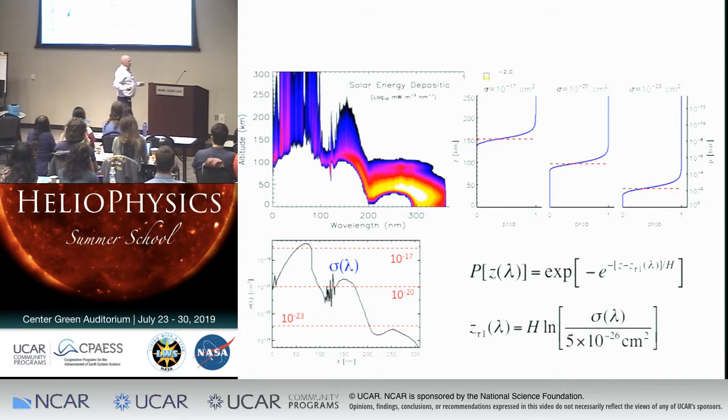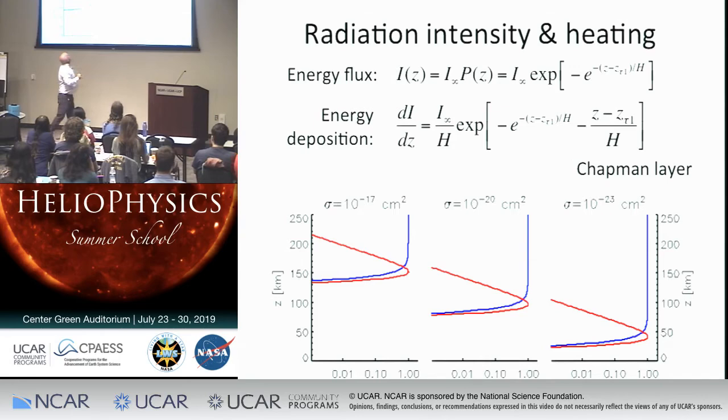But to turn that into heating, well, first of all, I need to know if I have a probability of surviving, then the amount of energy coming down is the probability of surviving times the incident intensity. That is, energy per second per, or power per square centimeter initially at the top of the atmosphere times the probability it's going to make it down to that depth. And here's the heating. How much is that intensity falling off with height? I need to take a derivative of my favorite exponential of an exponential function, and I get this function here.